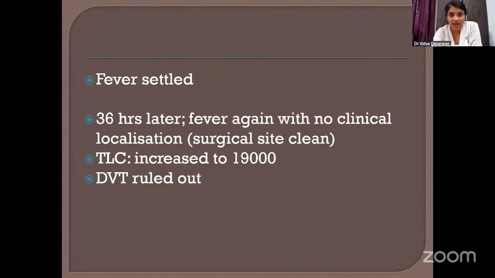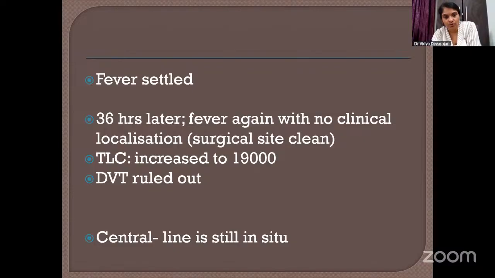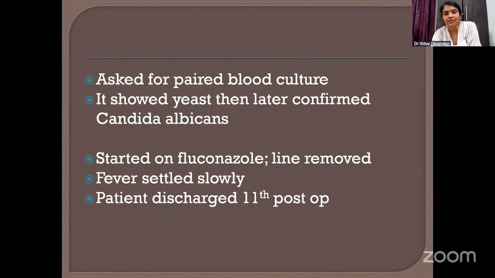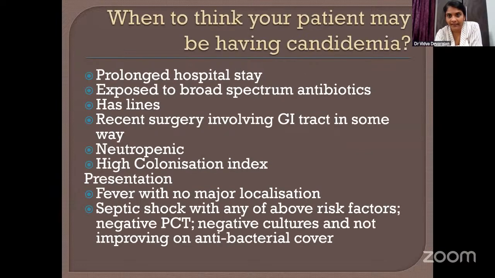He settles down. Fever starts again. Surgical site is clean. Now WBC is increased to 19,000. Other causes are ruled out. Central line is still in. So this patient always asks for a paired blood culture. This paired blood culture actually grew Candida. So you should know when to ignore it and when to actually treat. But if you think of Candida sepsis in a patient, you definitely have to treat it before you miss the bus.